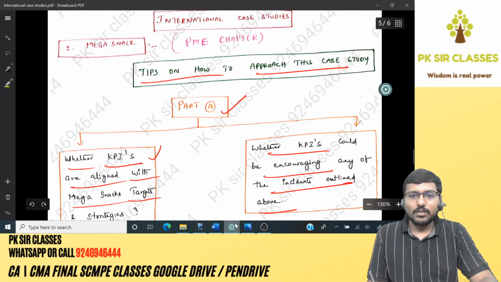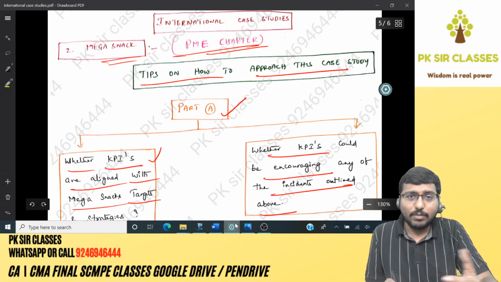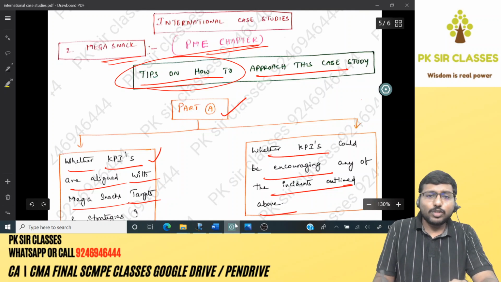Come on here. Chalo. Now see, Nana. This is another case study, Mega Snack. Of course, this is related to the PME chapter, Performance Measurement and Evaluation. Look at the tips on how to approach this case study.